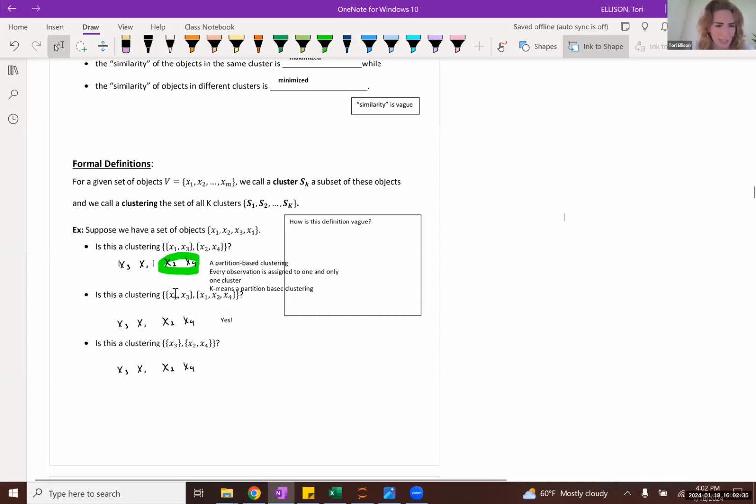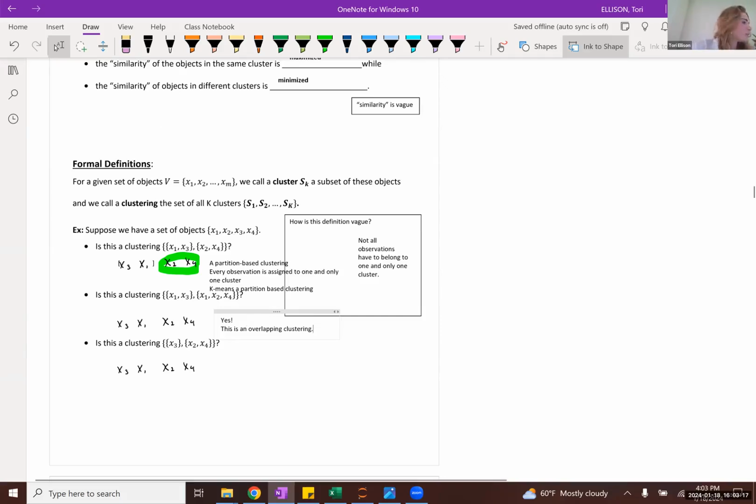For instance, we can see here that X1 was assigned to two clusters. There's nothing in this definition stipulating that an observation has to belong to one and only one cluster. So this showcases how this definition is a little vague. What we've shown here is what we call an overlapping clustering, in which it's possible for an observation to belong to more than one cluster.